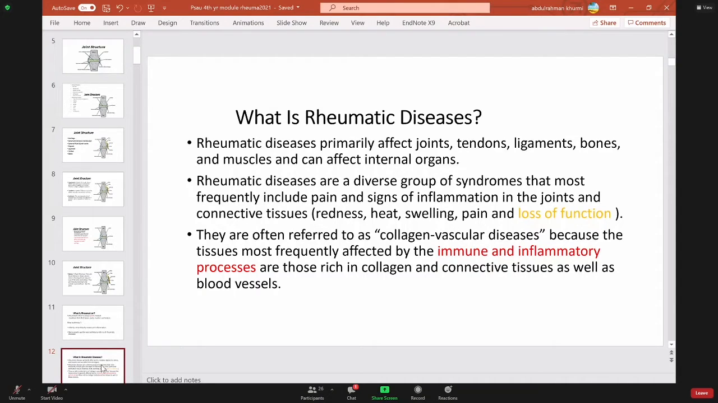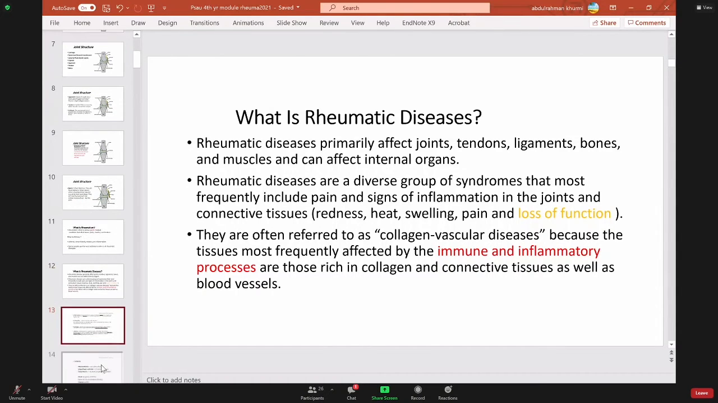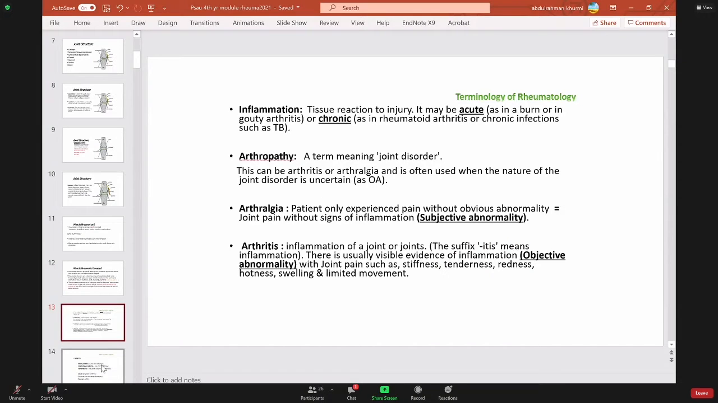internal body organs affected as well. In rheumatoid arthritis itself, which primarily affects the joints, there are also extra-articular manifestations, including vasculitis and myocarditis, so it might also affect the internal organs. In general, inflammation means a reaction that leads to injury. It can be acute, like what happens in burns or in gouty arthritis, and sometimes it comes as a chronic process like in rheumatoid arthritis.